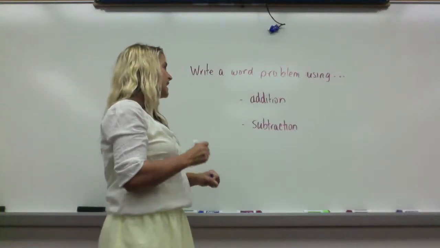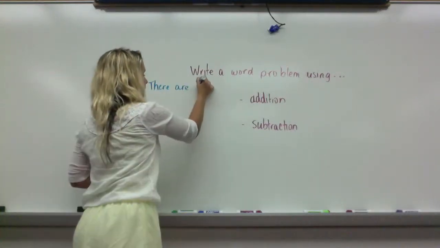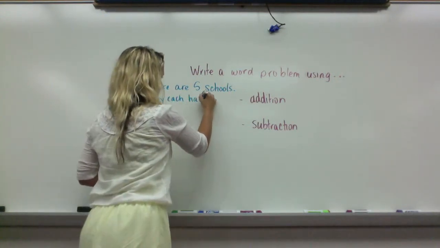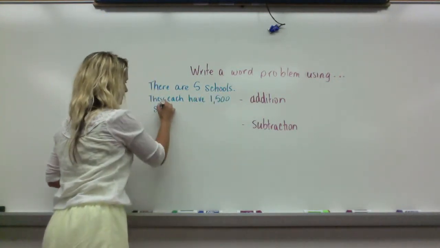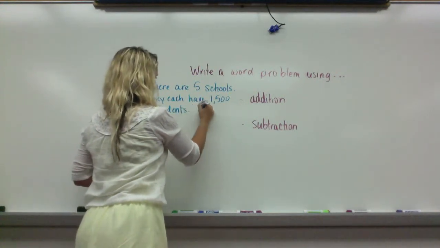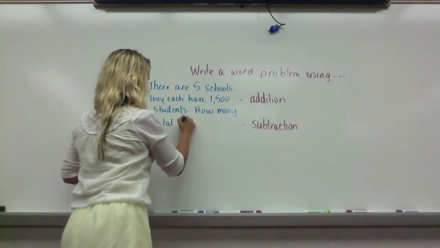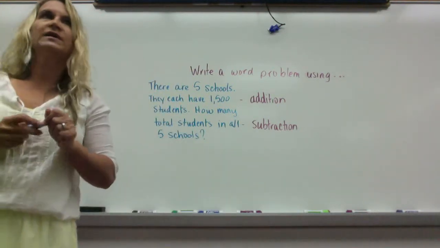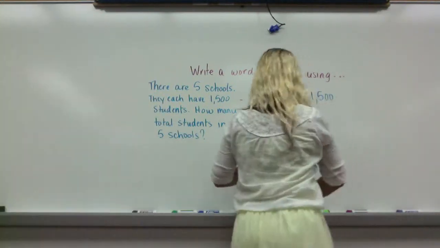Okay, so he said there are 5 schools. They each have how many students, Aiden? 500 students. How many total students, right? Students in all 5 schools. In all 5 schools. How can we set this up to solve this problem this way?